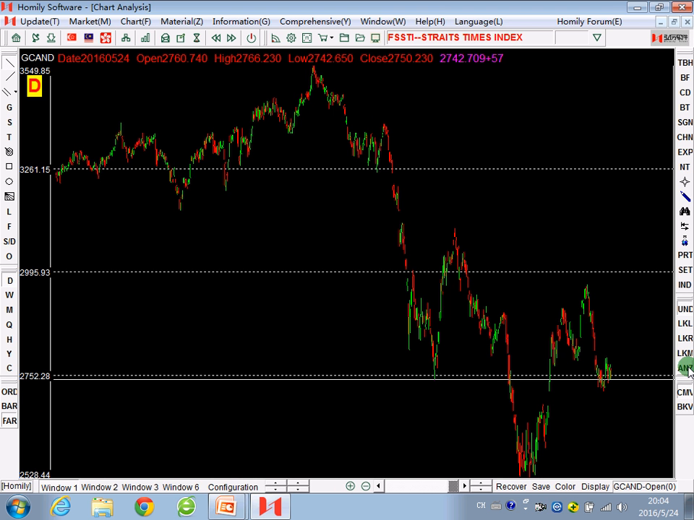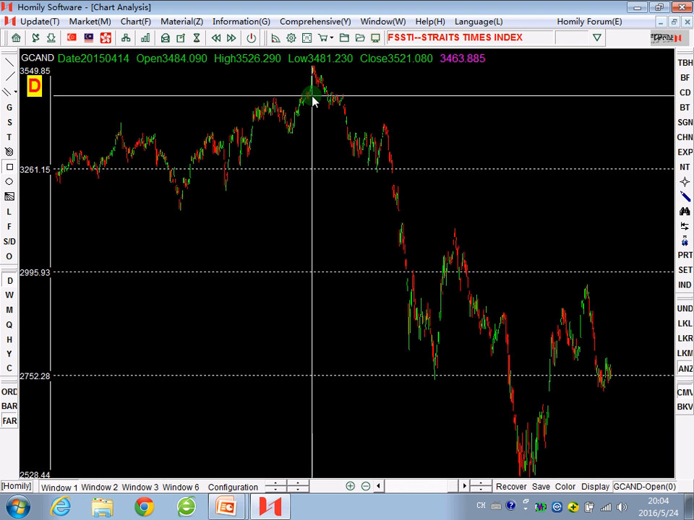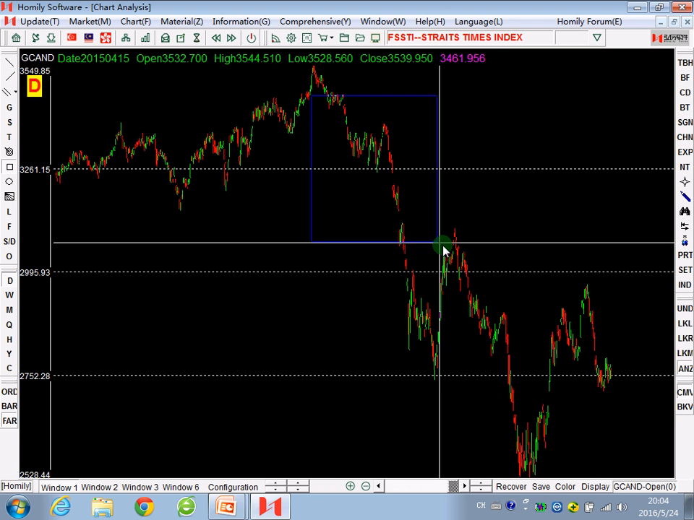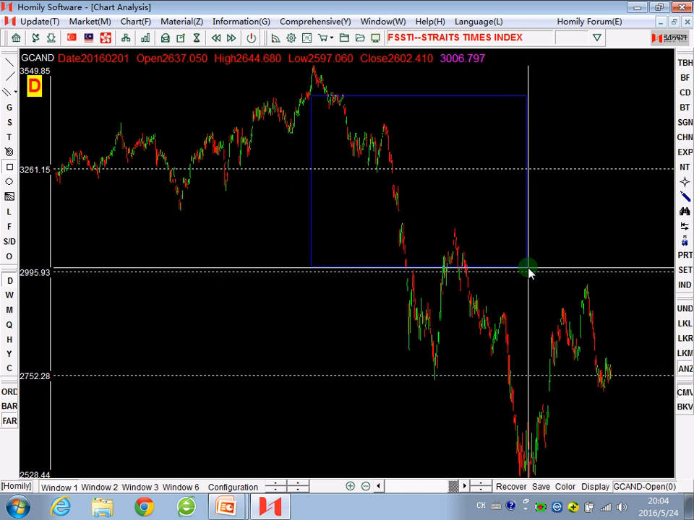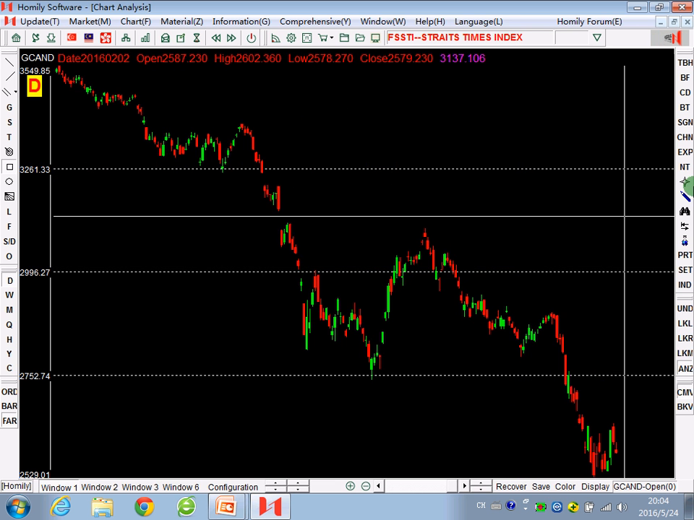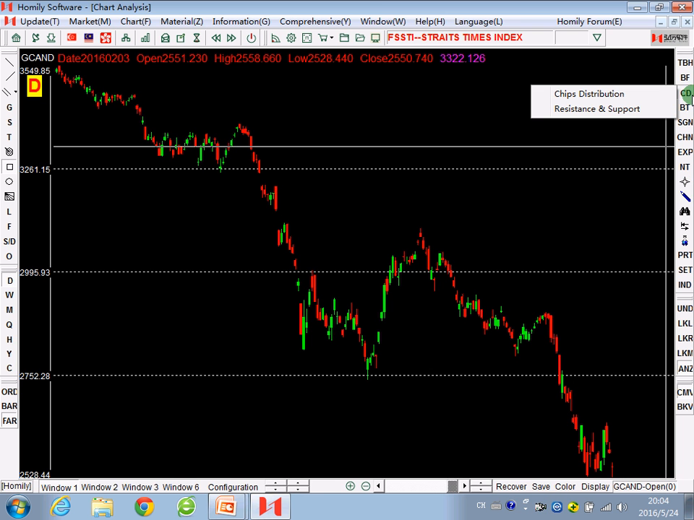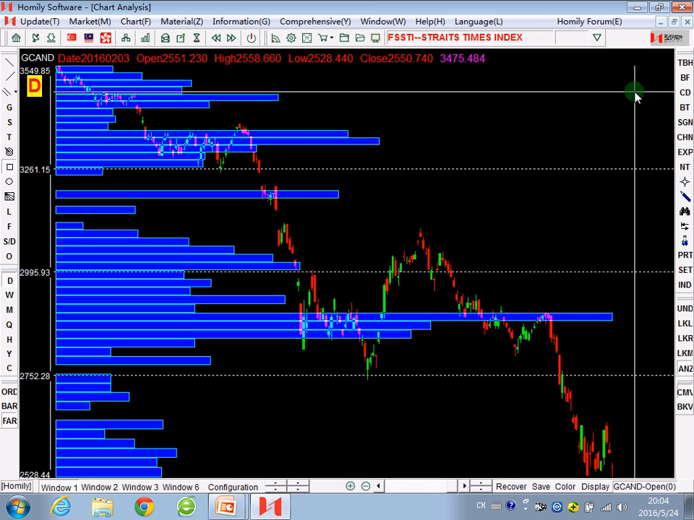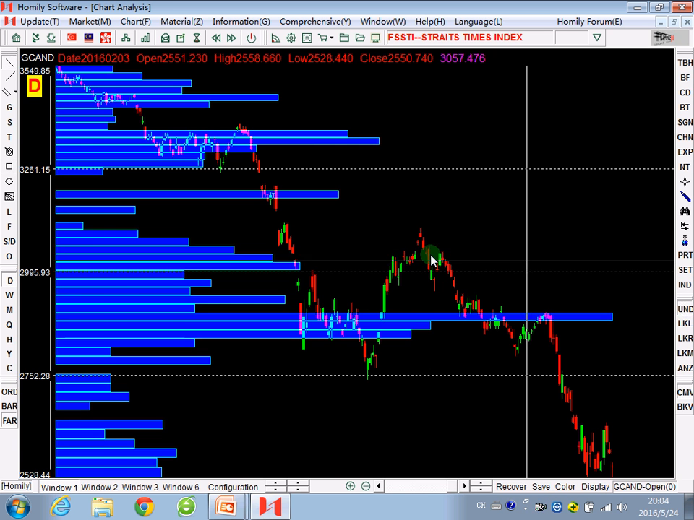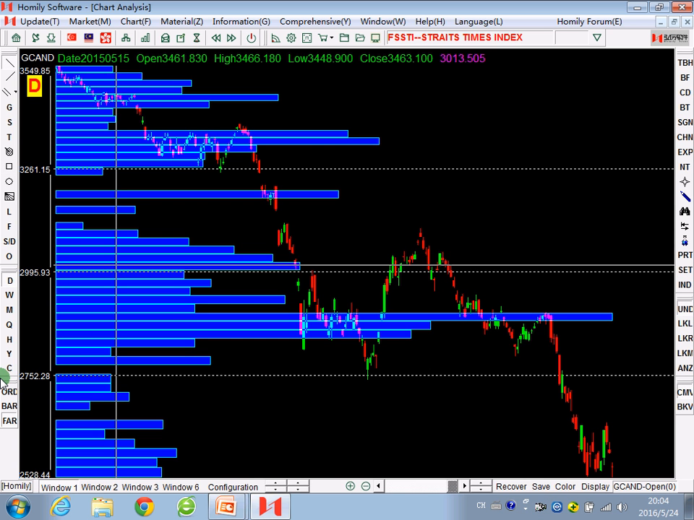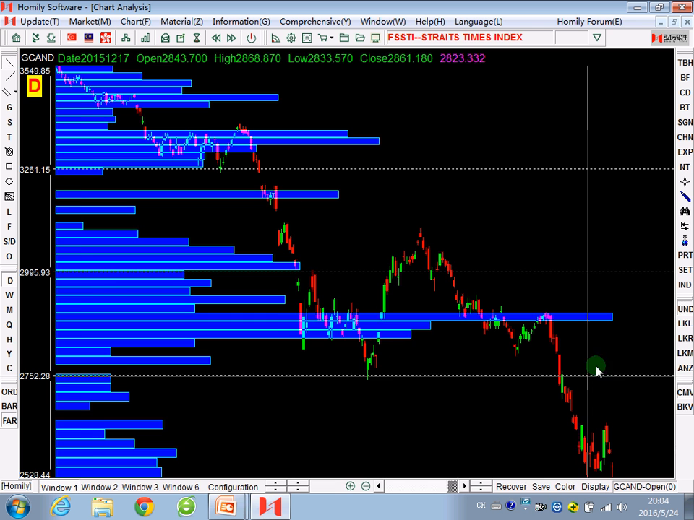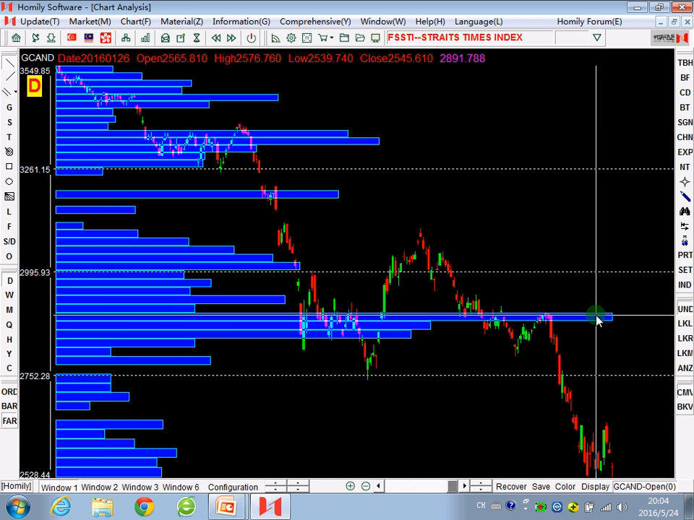Okay. So I want to judge the resistance. I can choose from this high point to this low point. Okay, so I use this one. Then I click CD, chips distribution. Then click undo first. Then we can see what's the biggest chip. This one is the biggest. So it means that the longer the chip is, the stronger support and resistance is.